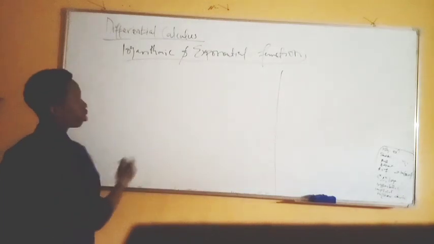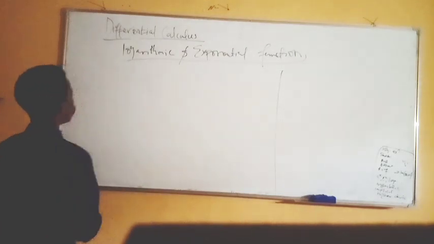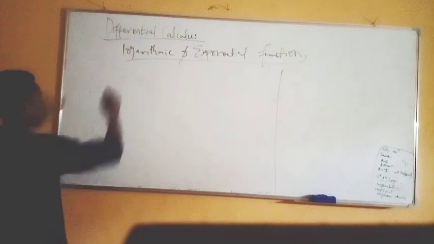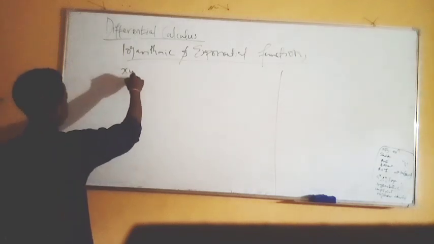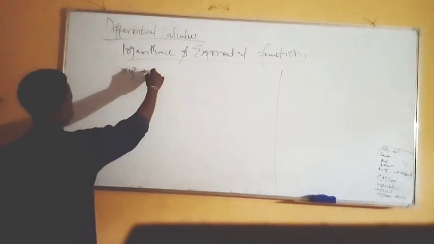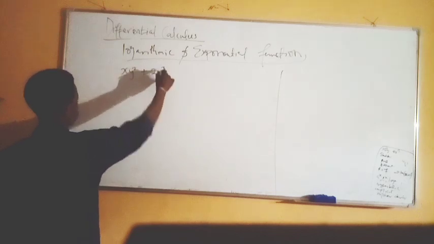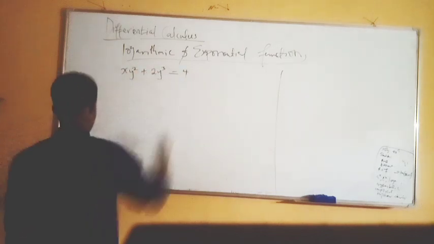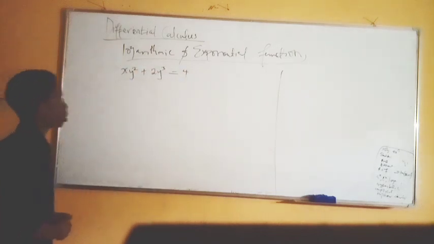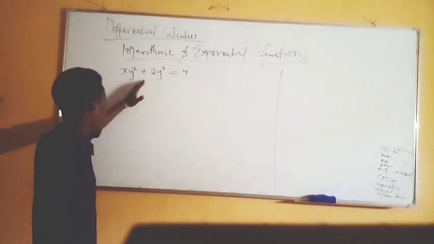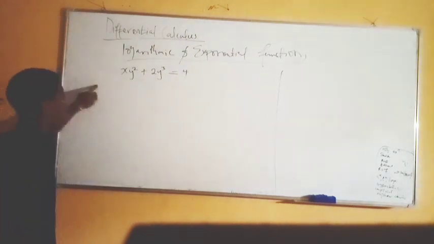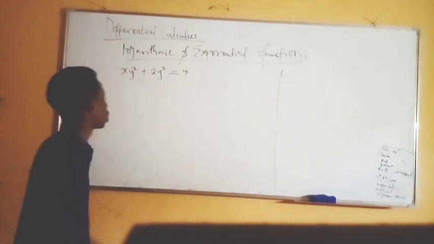For instance, if you are told to differentiate a function such as xy squared plus 2y cubed equal to 4, I should find the derivative of this function. That is, differentiate y with respect to x. How do I do this?